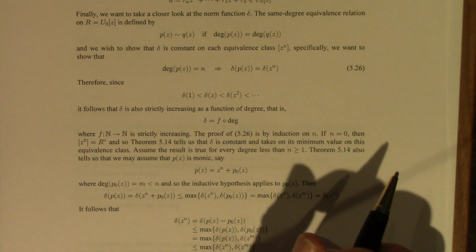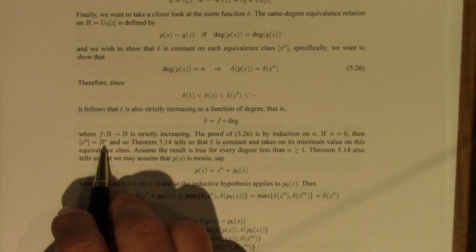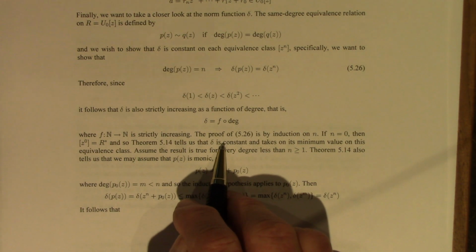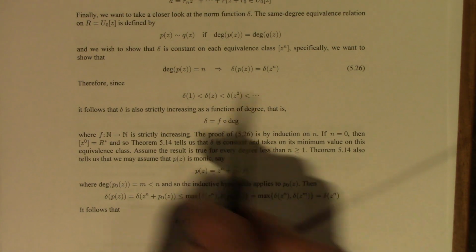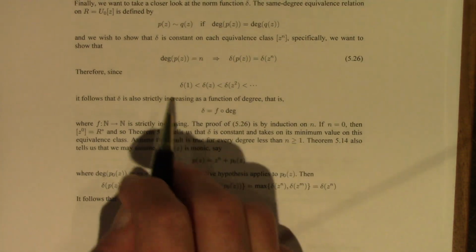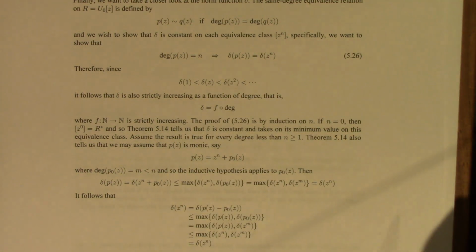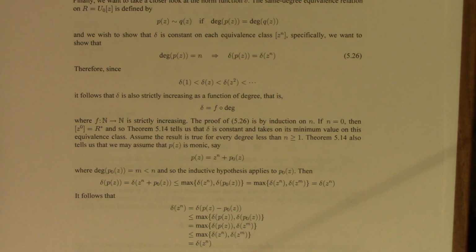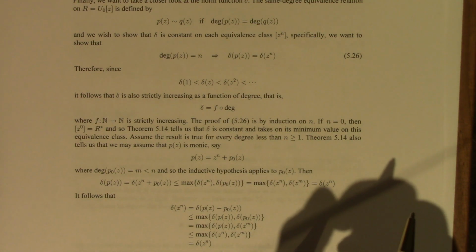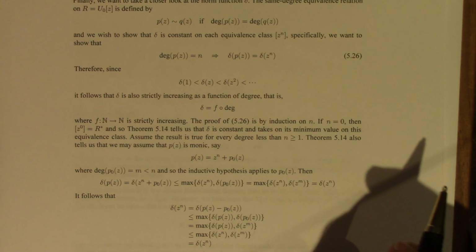If n is 0, then the equivalence class we're dealing with is just the units. And we already know delta's constant on the units, and in fact takes on minimum value on that equivalence class, value delta 1. So we can assume that this holds for any polynomial of degree less than n, and show it holds for polynomials of degree n.